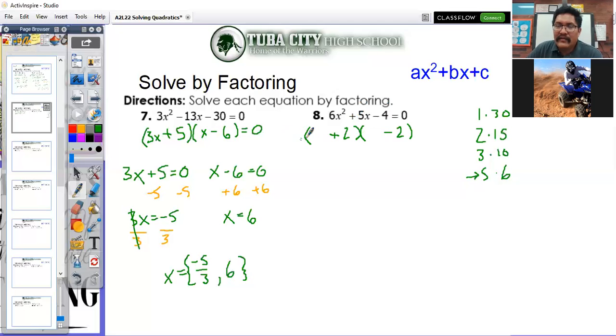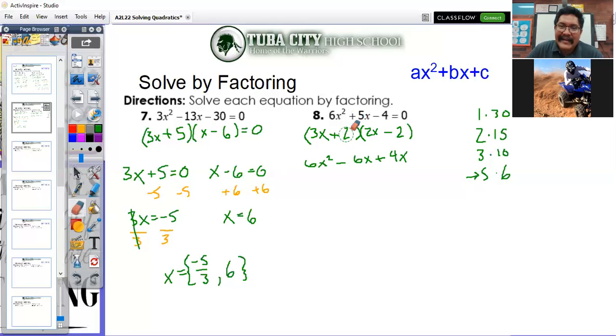Now, 6 is a bit of an oddball one because I don't know if this is going to work. So let's try 2x and 3x and multiply it out to test it. So 3x times 2x is 6x squared. And this is going to be 3x times negative 2, so that's going to be negative 6x. Inside term is going to be 4x. Now, if I had 4 minus 6, that is not going to give me 5, so this is not going to work out. We're going to have to try something else.